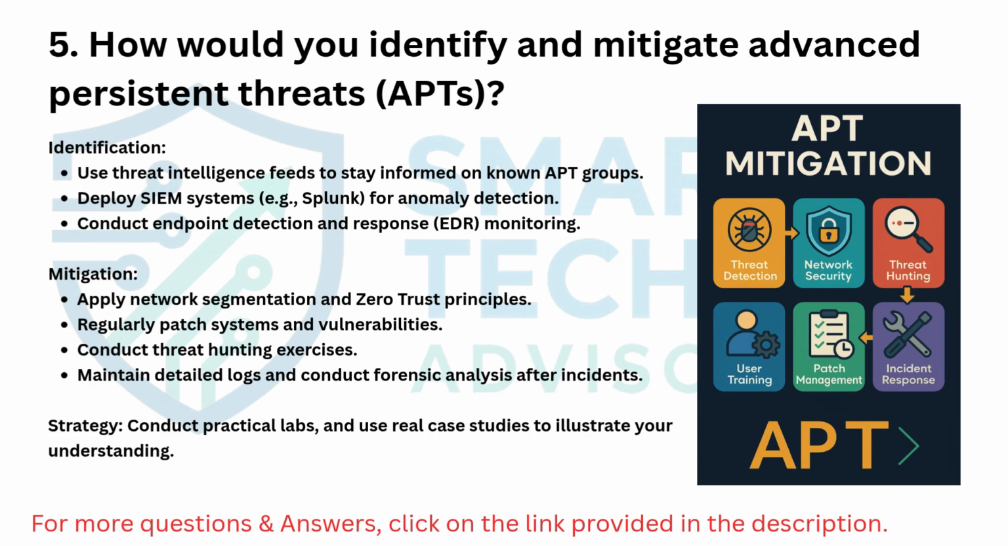Fifth question: how do you identify and mitigate advanced persistent threats, APTs? Identification of these threats: use threat intelligence feeds to stay informed on known APT groups. Deploy SIEM systems, for example Splunk, for anomaly detection. Conduct endpoint detection and response monitoring.